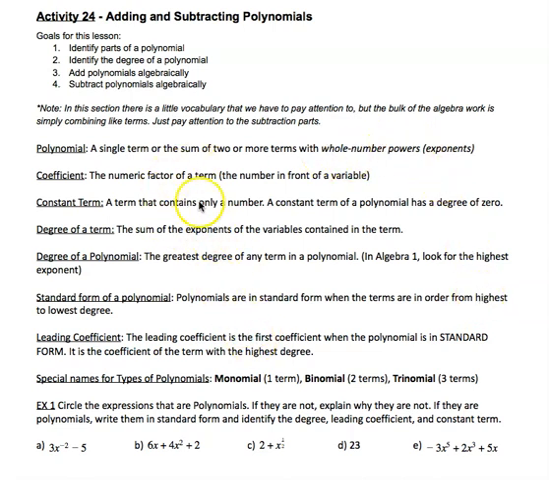In today's lesson, we're going to be talking about adding and subtracting polynomials. So we've got quite a few goals. We want to be able to identify the parts of a polynomial, the degree of a polynomial, and then what's in the title of the section, which is add and subtract the polynomials algebraically.